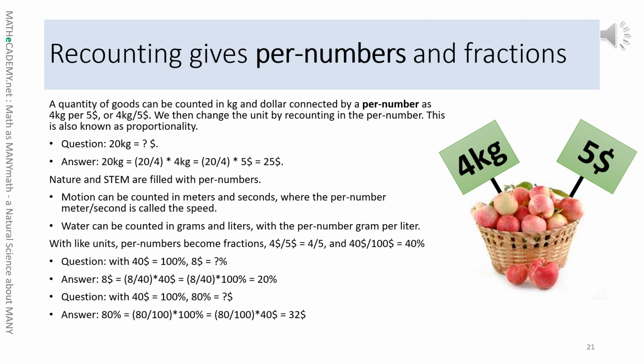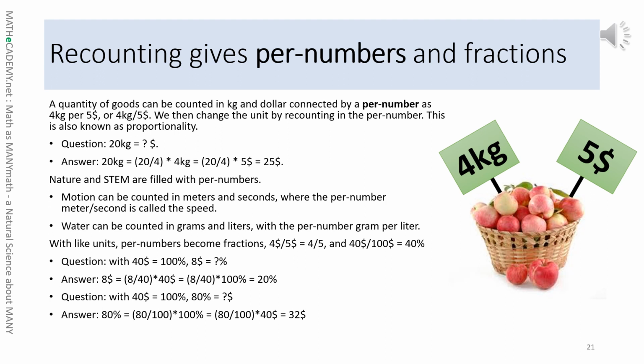Nature and STEM are filled with per numbers. Motion can be counted in meters and seconds, where the per number, meter per second, is called the speed. Water can be counted in grams and liters, with the per number gram per liter. With like units, per numbers become fractions. $4 per $5 is 4 per 5, and $40 per $100 is 40%.